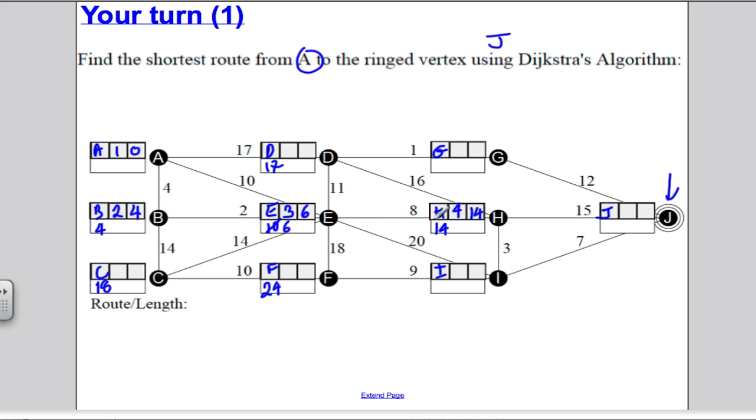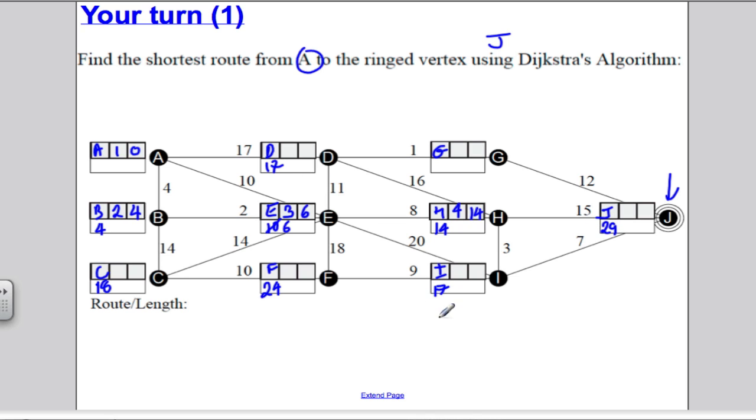Okay, consider everything you can get to from H. Could go back here in 14 plus 16 is 30, no good. Could go along here in 14 plus 15, which is 29. Could go down here in 14 plus 3, which is 17. And that's it. Can't get anywhere else here that would do any better. Now consider all your temporary labels. What's smaller out of 18, 17, 24, 17 and 29? Well, 17 is the smallest.